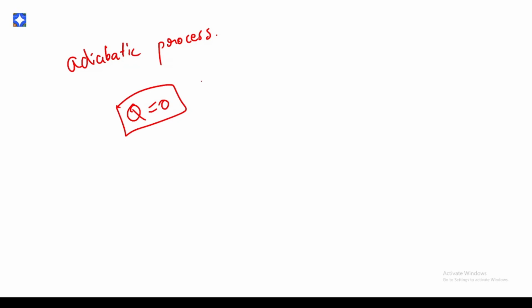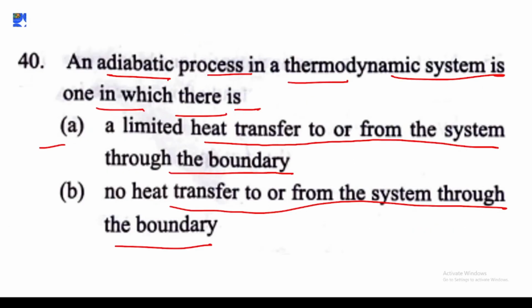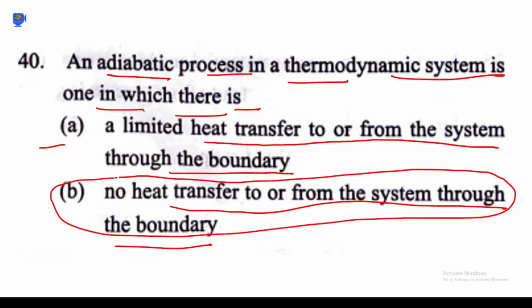See, basically, if you take the adiabatic process of a thermodynamic system, it is one in which there is no heat transfer to or from the system through the boundary, but work transfer can definitely take place through the boundary. So I can say that option B would be the correct answer. No heat transfer to or from the system. So let's move on to the next question.